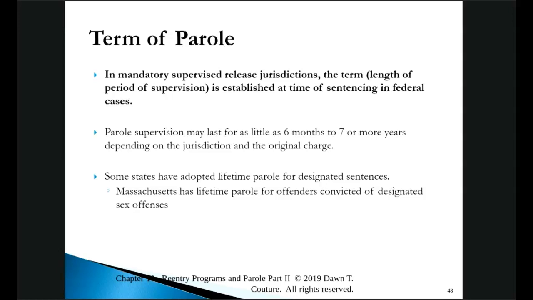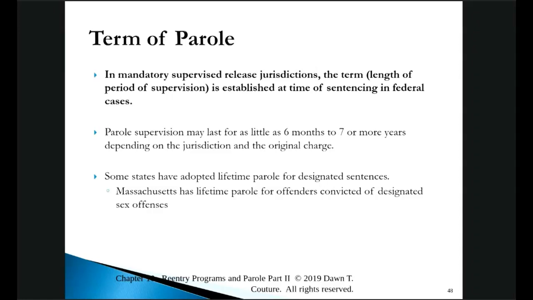Okay. So the length of the term of parole is dependent upon the system under which, whether it was mandatory or discretionary, and can be as few as 6 months to sometimes more than 7 years or longer. Although the best practice now, recognizing that it is probably not a good idea to keep someone on parole for a very long time, is that there needs to come a point at which they are conducting themselves appropriately, and 7 years would be a very long time.